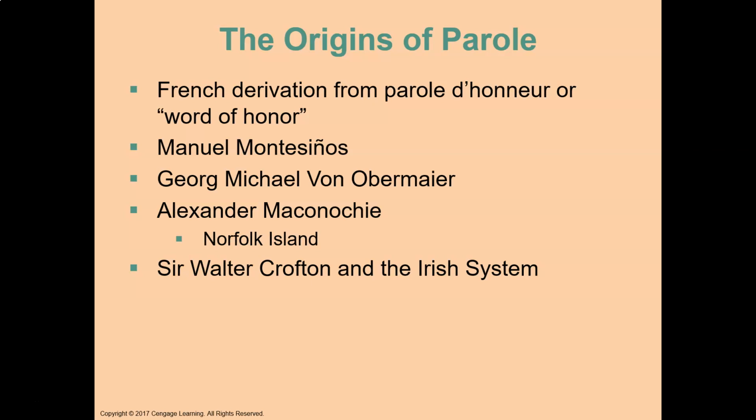So Alexander Maconochie's was called the Marks system. It was daily tallies. It wasn't stars, it wasn't quite that fancy, but it was the mark system, and if you earned a certain number of marks, then you earned your way out. And then Sir Walter Crofton's Irish system was the ticket of leave.